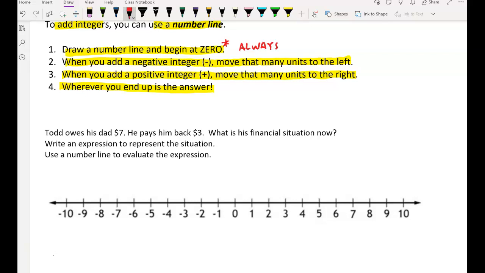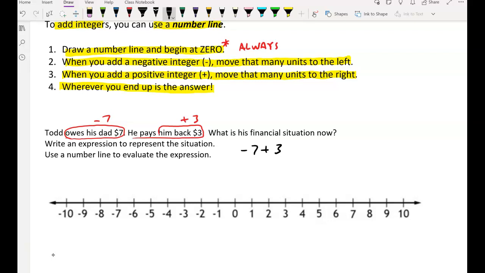Okay, but let's take a look first of all at the information that's important from the question. Todd owes his dad $7. Now remember, that is a negative number. When you owe, that's debt. And owing, having debt, is a negative number. And then when you pay back your debt, that's a positive number. So when we look at his financial situation, we take those two numbers, we put them together into an expression. And this expression would be negative 7 plus 3.